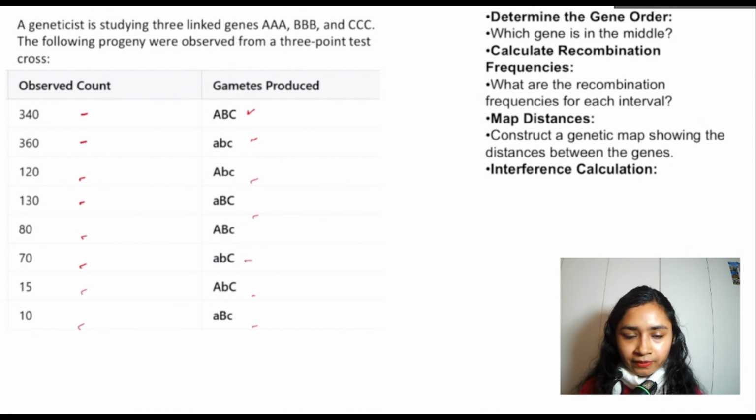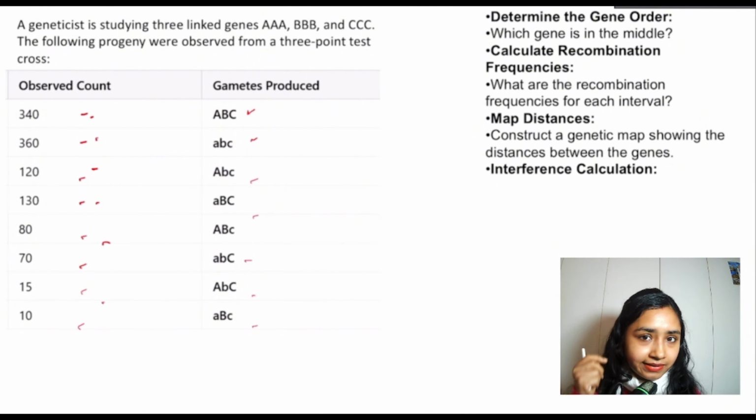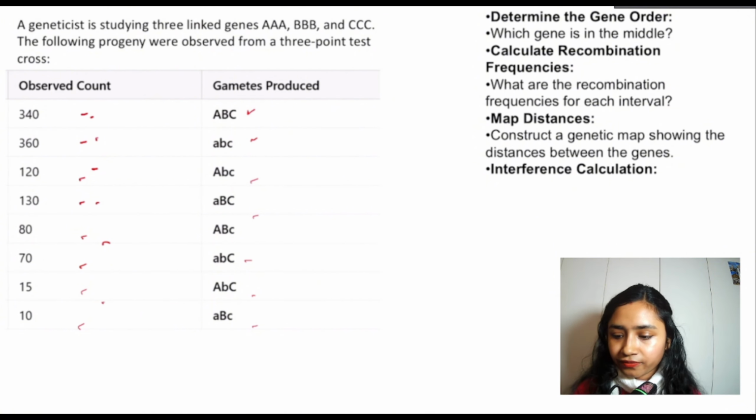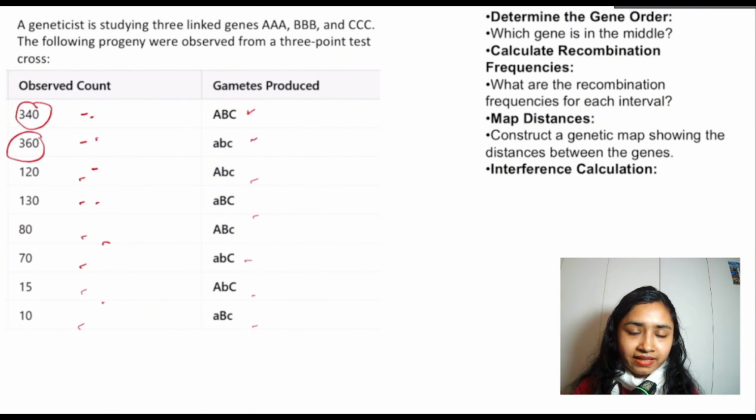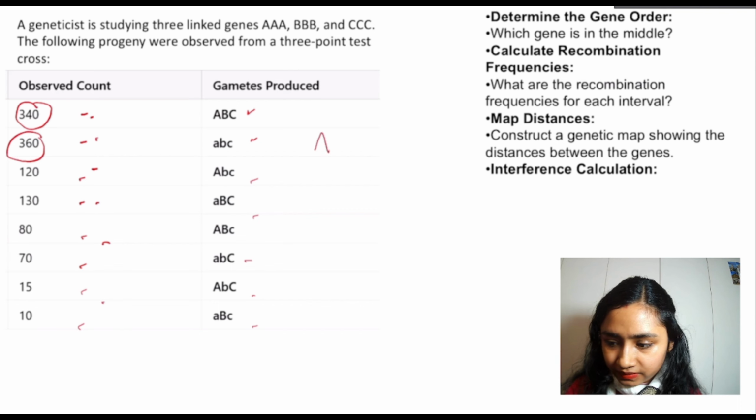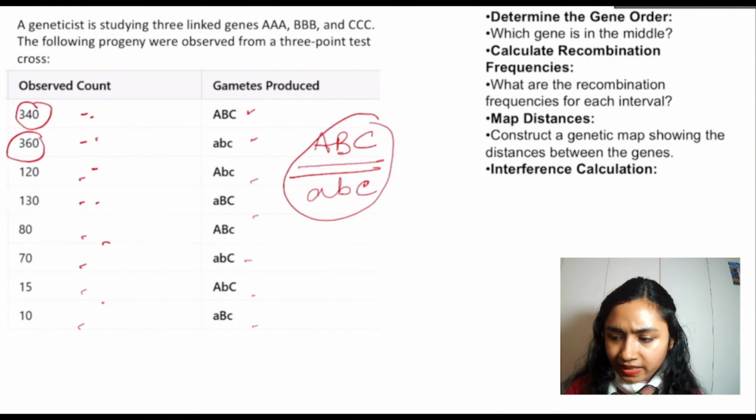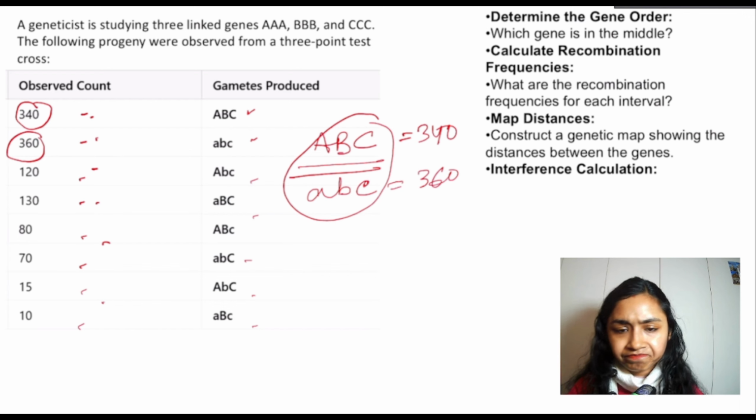So when you get the table, there will be the numbers of the gametes, and these are the genotypes of the gametes. First you have to take out the gametes which are highest in number and denote them as parental gametes. From here you can see 340 and 360, these 2 gametes are highest in number. So from this you can understand that these 2 are non-crossover gametes, or parental gametes. Let's write them: capital A, capital B, capital C, this is 340, and small a, small b, small c, this is 360.